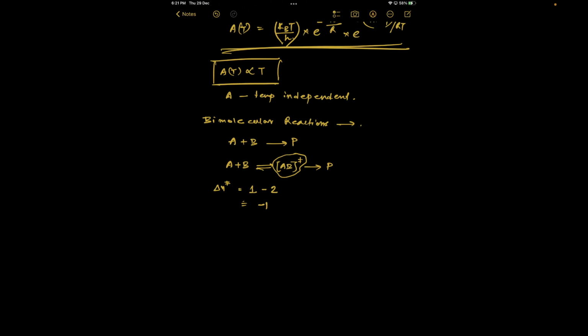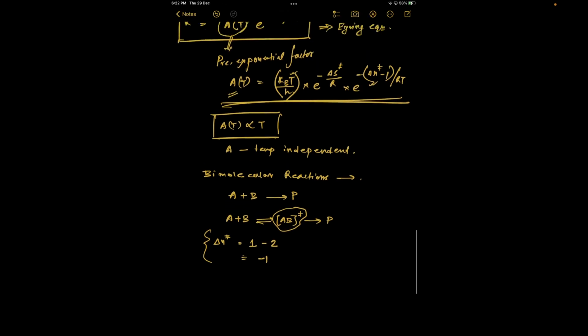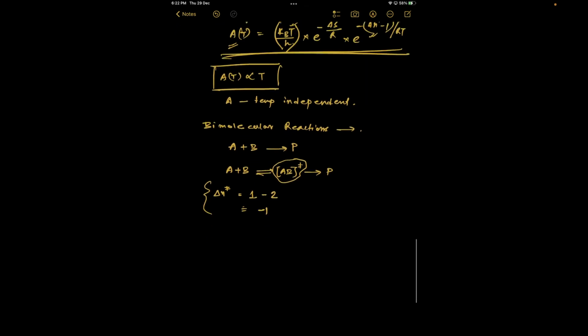Similarly for a trimolecular reaction or tetramolecular reaction, you can just calculate: 1 minus 3, 1 minus 4, like this. So this way you can compute the delta N double dagger. Then you can put the value of delta N double dagger here. And if you know the value of delta S double dagger, that means the entropy of activation, you can compute the pre-exponential factor. Okay.